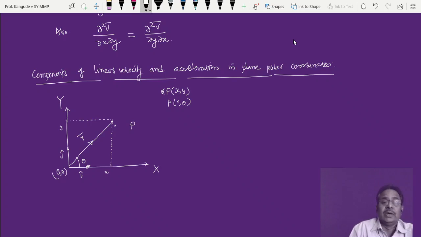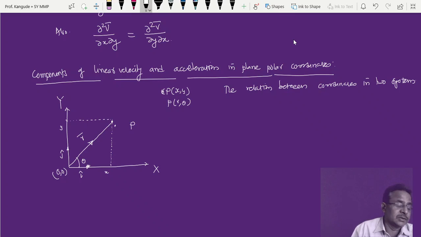Now we know the relations between coordinates in the two systems. This is also a repetition. We have done it earlier, but since we are doing this again, x can be calculated as follows. Cos theta is equal to x upon r bar, therefore x is equal to r times cos theta. I am writing the scalar relationship, and y is given by r times sin theta. So use this right angle triangle here. Sin theta is equal to this side y upon r, therefore y is equal to r sin theta, and x is equal to r cos theta.